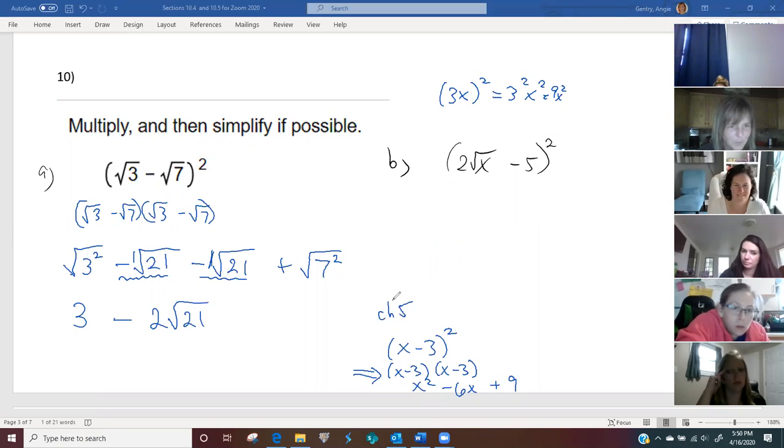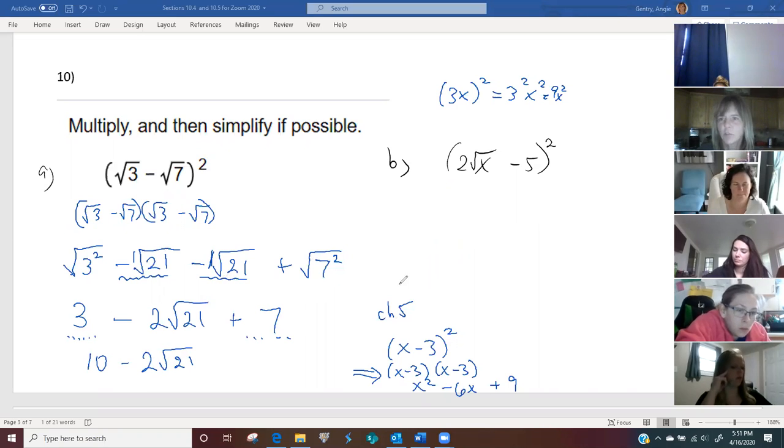Basic math matters. Okay, plus square root of 7, square root of 7. Then you combine like terms. 3 plus 7 is hopefully 10. You see how the math is very easy on these two. Like they use very small numbers.